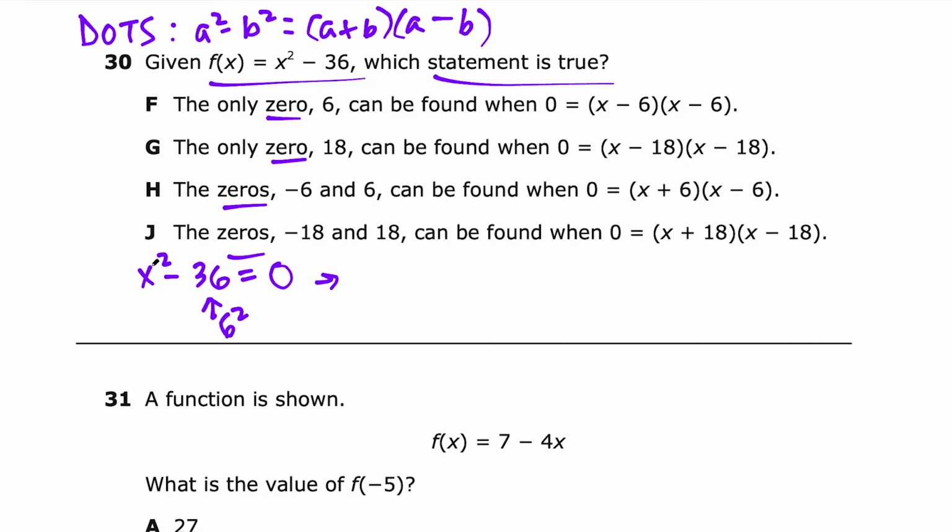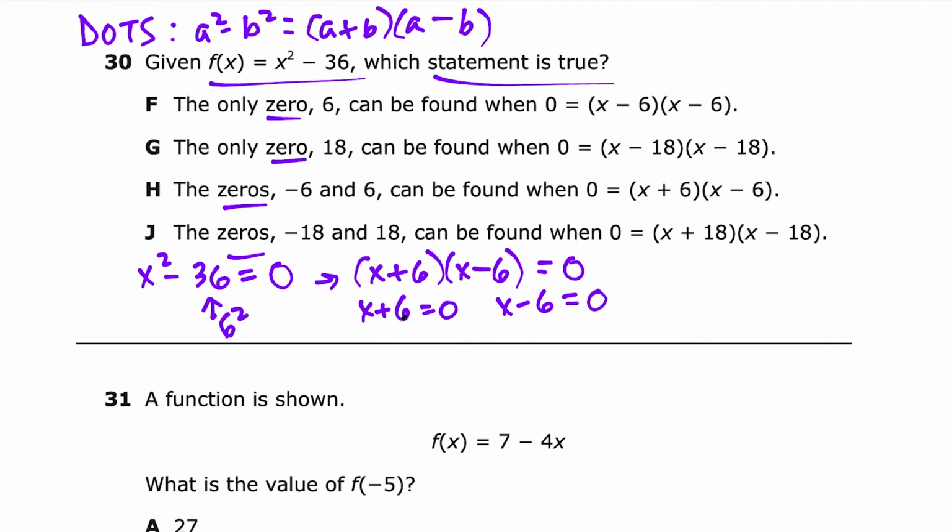So technically this is x squared minus 6 squared, which will factor nicely to x plus 6 times x minus 6. And now we have this equal to 0, and if I want to find the roots, I would set each factor equal to 0. So I'd have x plus 6 equal to 0, and I would have x minus 6 equal to 0. And then solving this, if I subtract 6 on both sides, I get x equals negative 6.